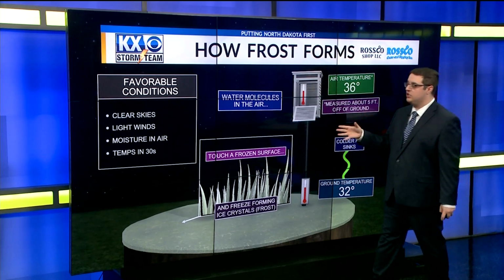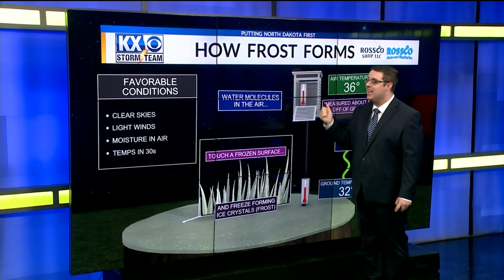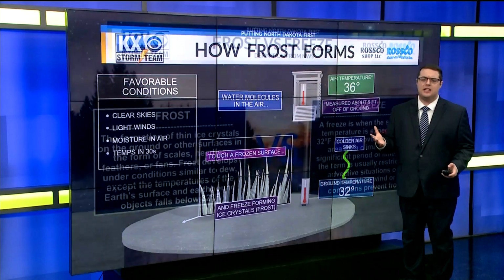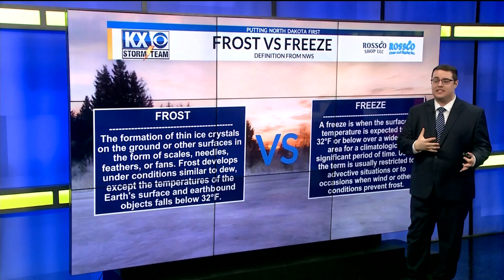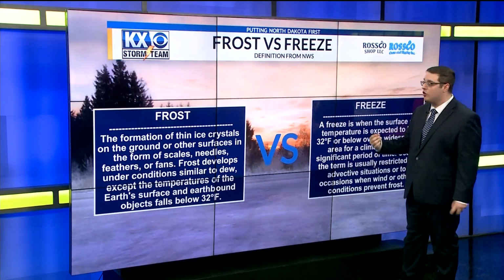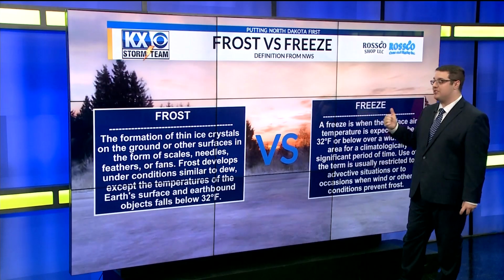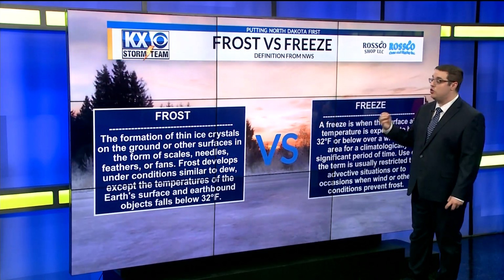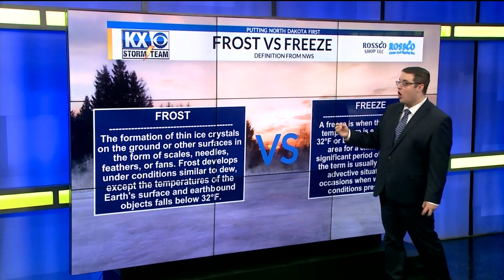Our ideal conditions for frost are going to be clear skies, light winds, moisture in the air, and temperatures in the 30s. And there is going to be a difference. We have a frost and we have freezes. So what are those differences? Well, a frost is the formation of thin ice crystals on the ground and other surfaces in forms of scales, needles, feathers, and fans.